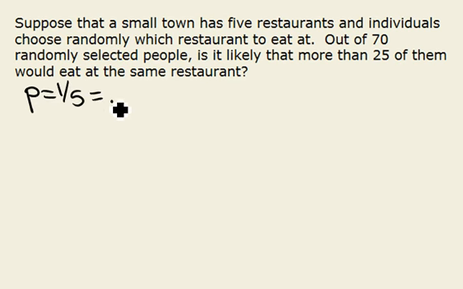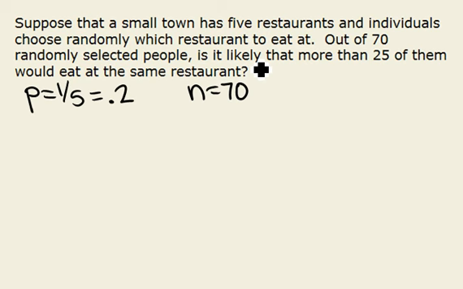or 0.2. So we're going to think of our population proportion of people eating at any given restaurant as 0.2. And now we're looking at 70 people, so we're considering a sample size of 70. What we want to know is, what would be the probability that more than 25 of these people would eat at the same restaurant?